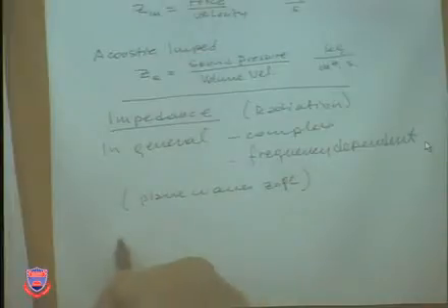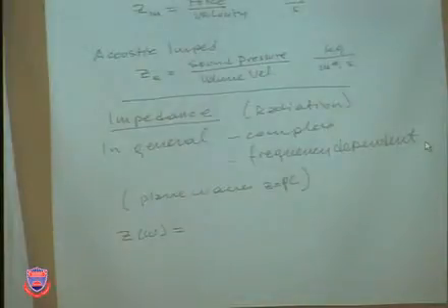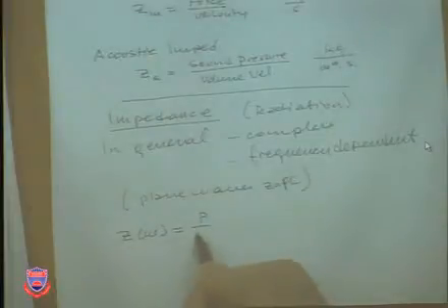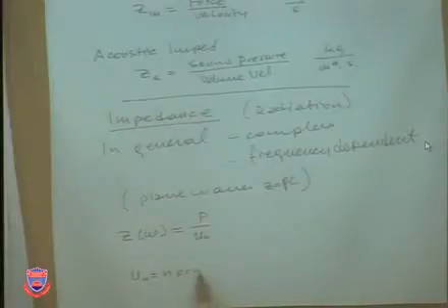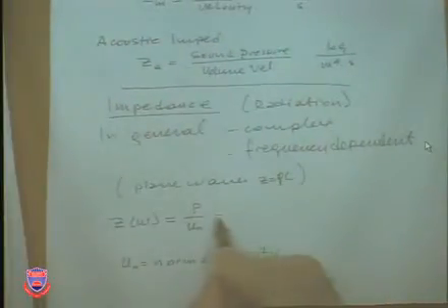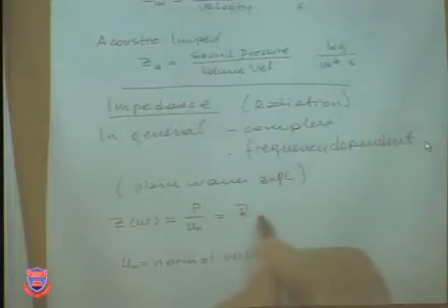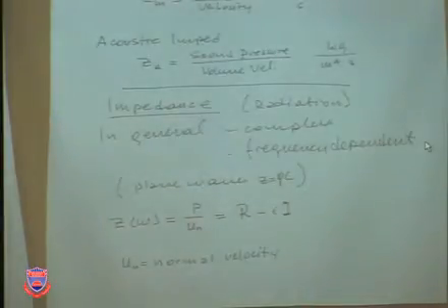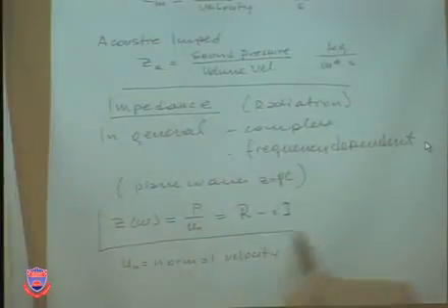And we mark it as z of omega, and it's defined as the ratio of pressure to the velocity, normal velocity, at that point. And that ratio has a real part and an imaginary part. Okay, this is the impedance.